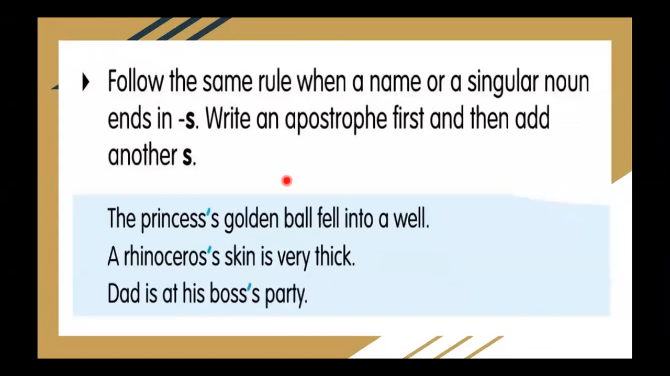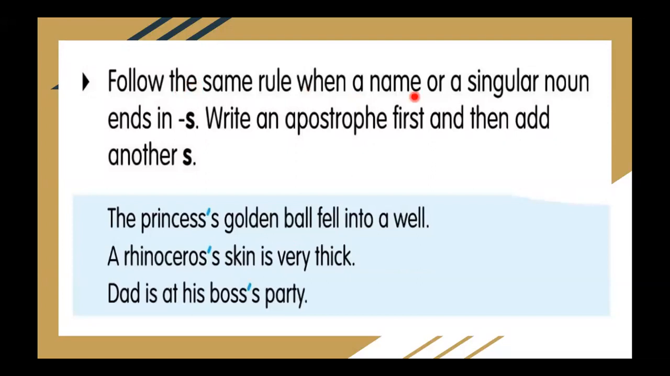But here in this case, see, princess, rhinoceros, boss, hippopotamus. Some singular nouns S पर खत्म होते हैं, they end with S. So in this case, हम apostrophe लगाएंगे and S लगाएंगे. One more S like that. We'll not do anything to the S which is already there. We'll put an apostrophe, then add S. So what is the rule?